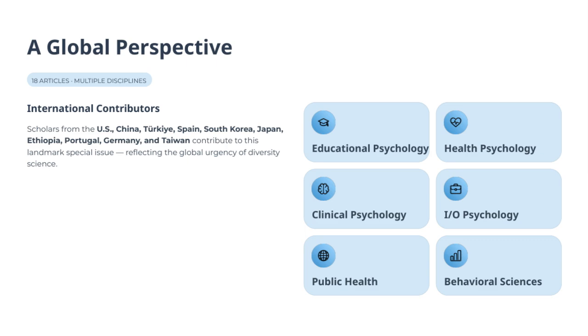What's particularly exciting about this slide is the emphasis on the international collaboration involved in this special issue. Scholars from countries like the US, China, Turkey, Spain, South Korea, Japan, Ethiopia, Portugal, Germany, and Taiwan have all contributed. This truly reflects the global urgency and importance of diversity science, understanding human behavior across different cultures and contexts. We see that there are 18 articles spanning multiple disciplines, and this broad international contribution underscores how crucial it is to take a worldwide perspective.